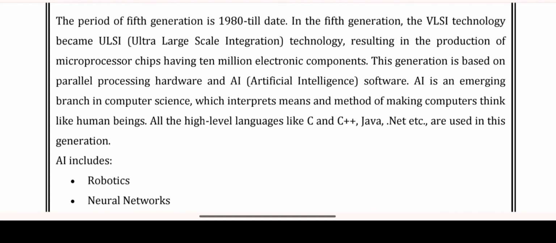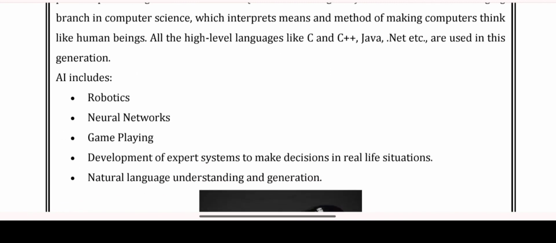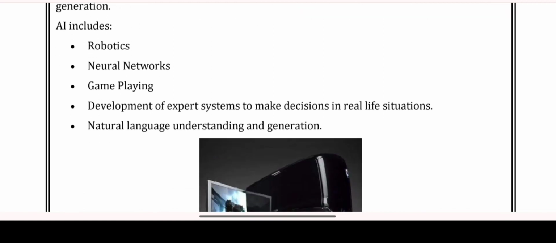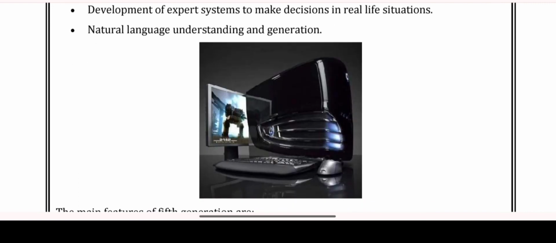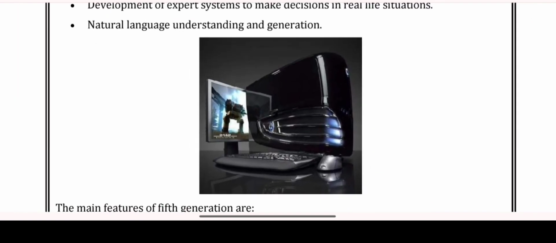AI is an emerging branch in computer science which interprets the means and methods of making computers think like human beings. High-level programming languages like C, C++, Java, .NET, etc. are used in this generation. AI areas include robotics, neural networks, game playing, development of expert systems to make decisions in real-life situations, and natural language understanding and generation. This is the fifth generation of computers.